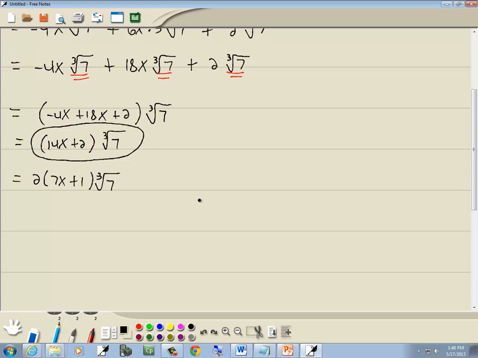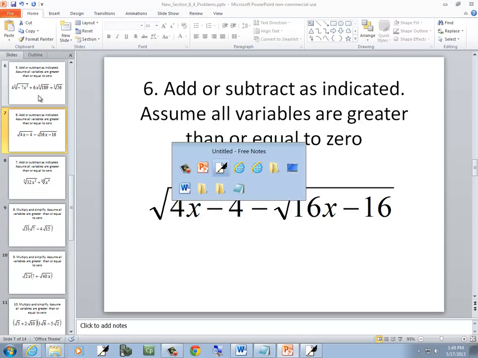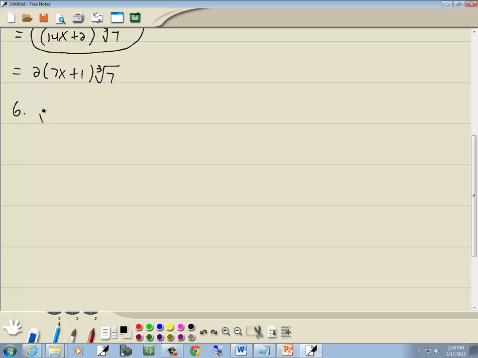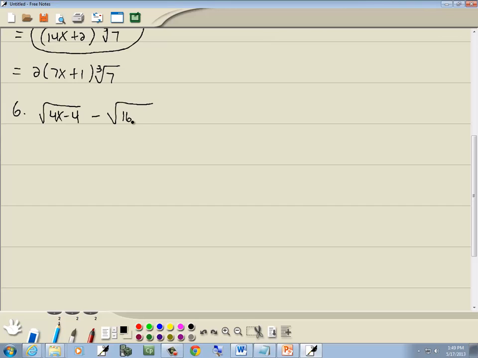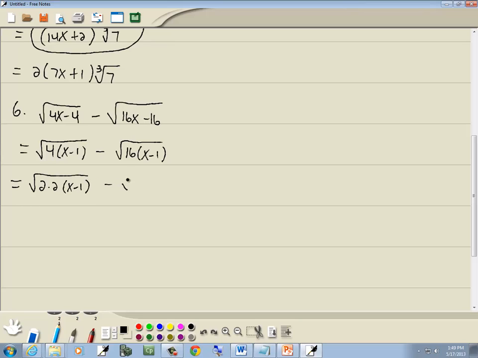Okay, let's look at this one. We've got the square root of 4x minus 4 minus the square root of 16x minus 16. Obviously these radicals aren't the same, but I notice that these both have a GCF. In the first radical they have a 4 in common, so I can factor that out, and that leaves us x minus 1. In my second radical, they both have a 16, so I can factor that out, and that leaves us x minus 1. Well, it's starting to look similar. Now 4 is 2 times 2, times x minus 1. And 16 is 4 times 4 times x minus 1.